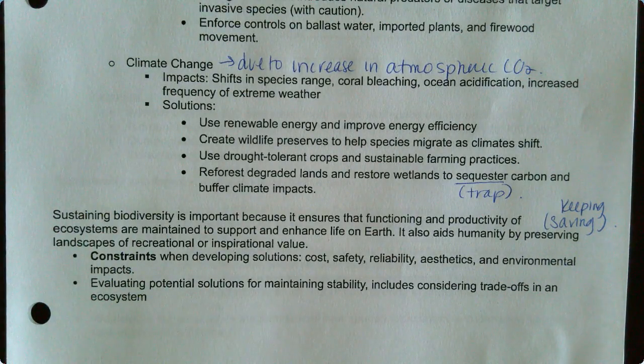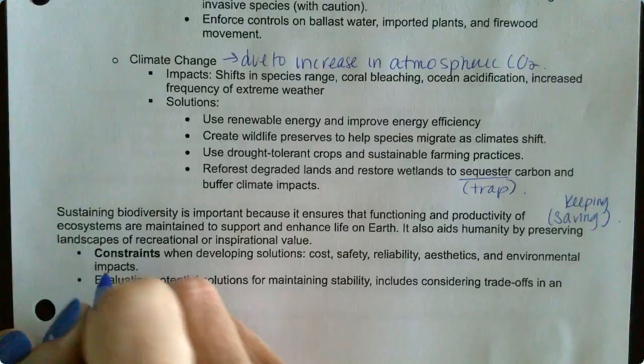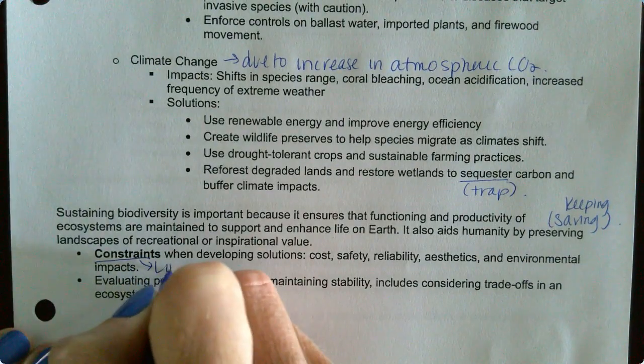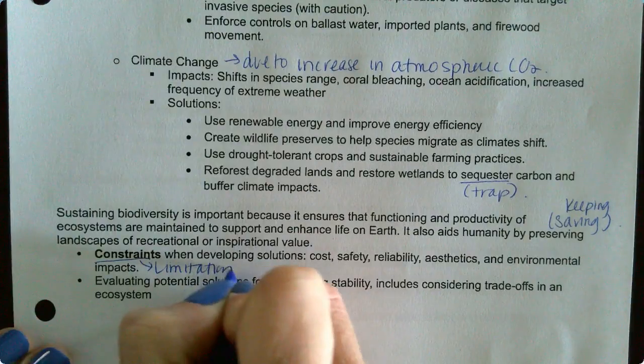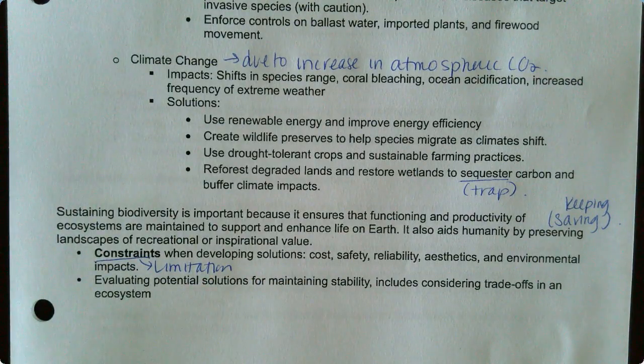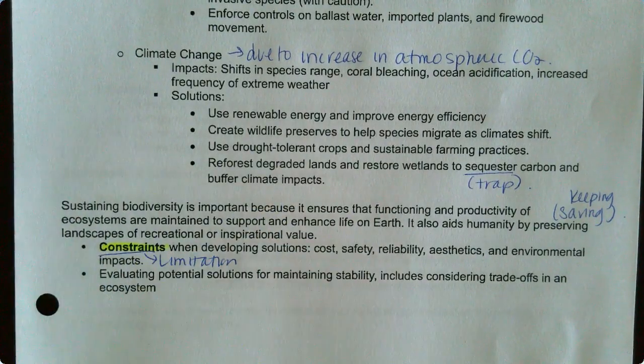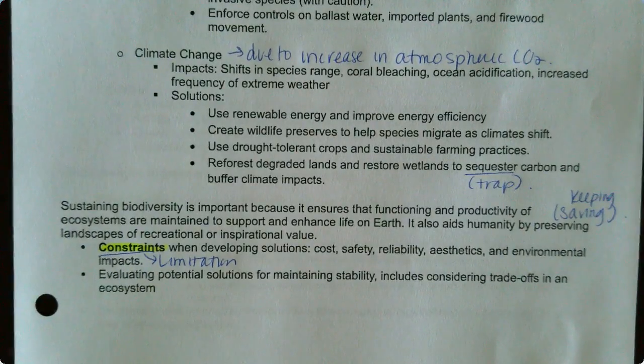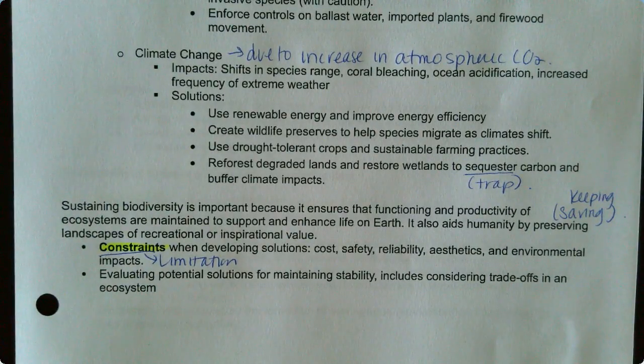Constraints, remember constraint is going to be a limitation when developing solutions. This is what we did with the bird lab, where we were dropping the clay from different heights. A constraint is always going to be cost. How much is it going to cost a company in order to put this in place? Then we have safety, reliability, aesthetics. Aesthetics is what something looks like, and then also environmental impacts.